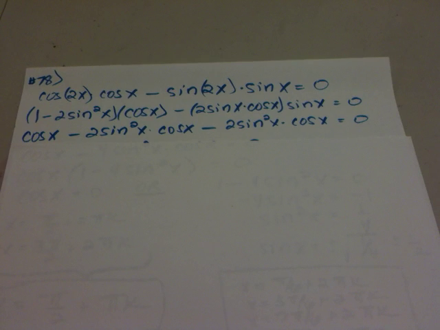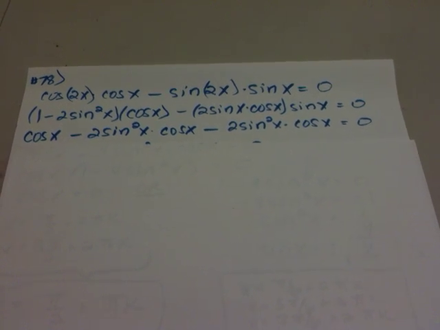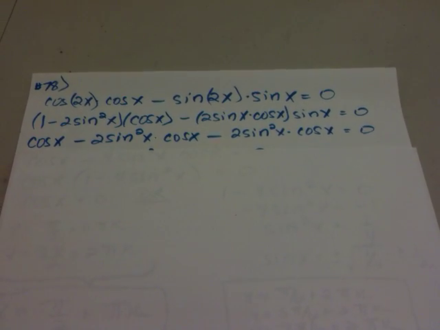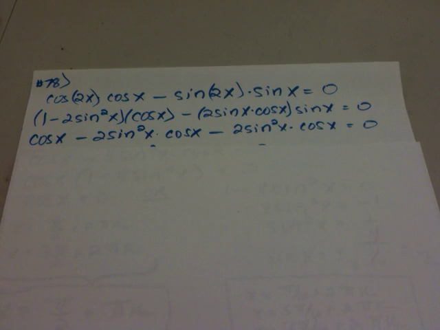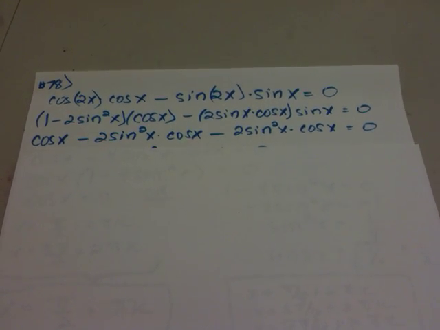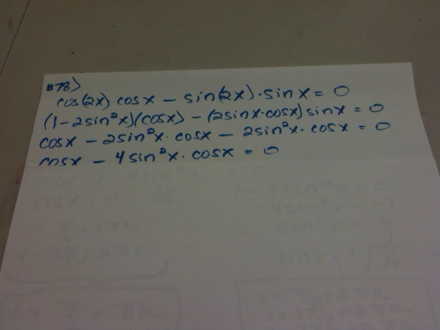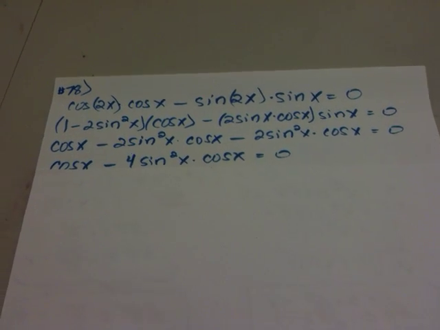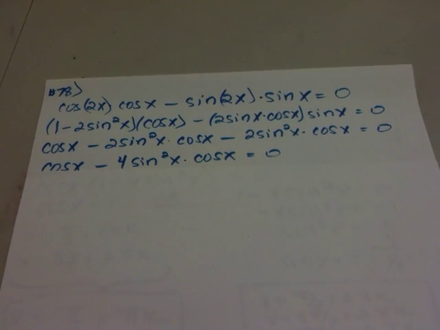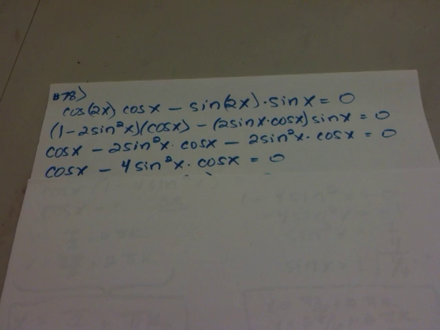If you notice, we've got negative 2 sine squared x cosine of x and negative 2 sine squared x cosine of x. Those are like terms. Since those are like terms, I'm going to combine the two together, and I'm going to rewrite my equation now as cosine of x minus 4 sine squared of x cos x equals 0.